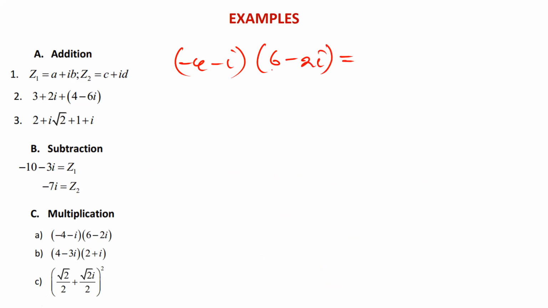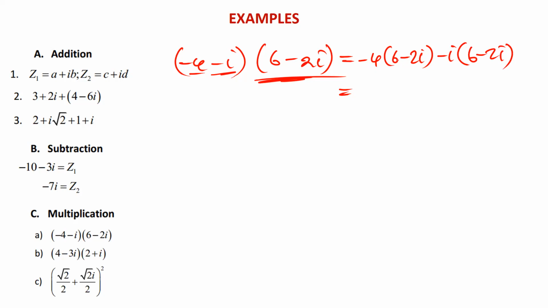Multiplying this is done in the same way you multiply other functions. We have this negative 4 multiplying with everything in the brackets on this side, so we have 6 minus 2i. Then we have this negative i multiplying everything in this set of brackets, so we have 6 minus 2i. So we do the multiplication.